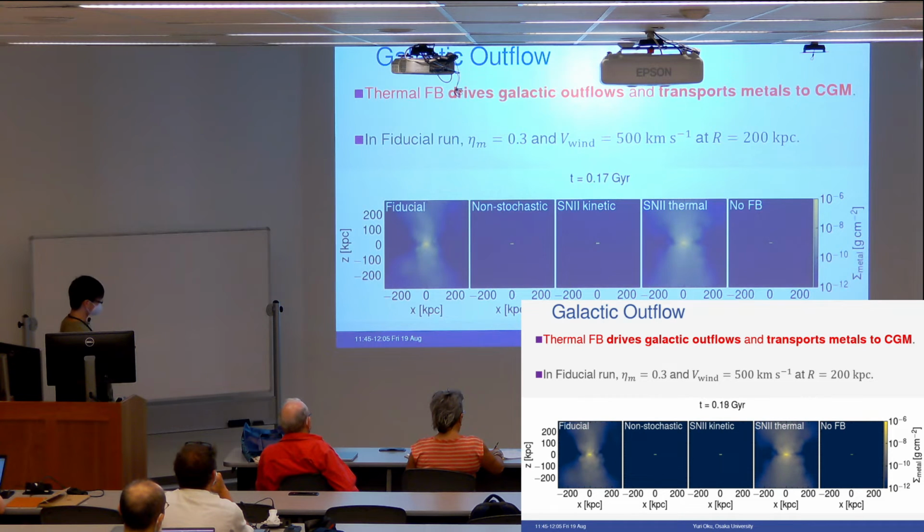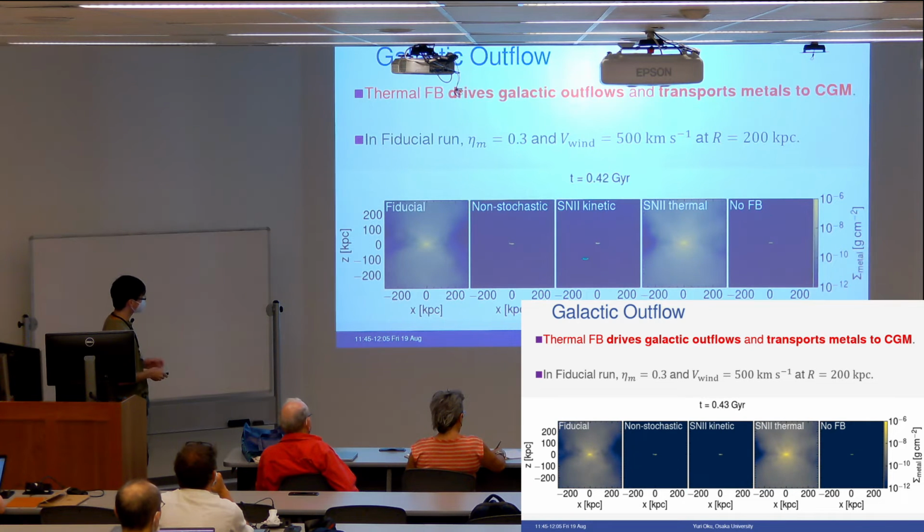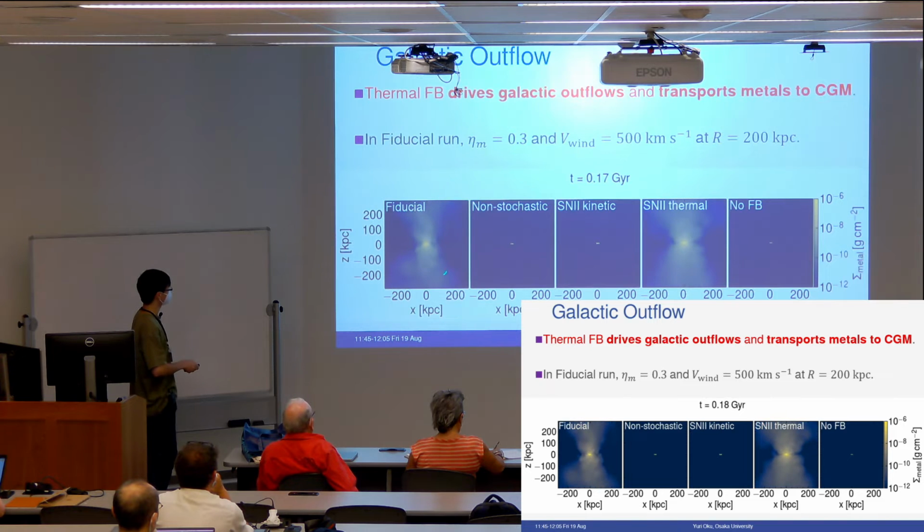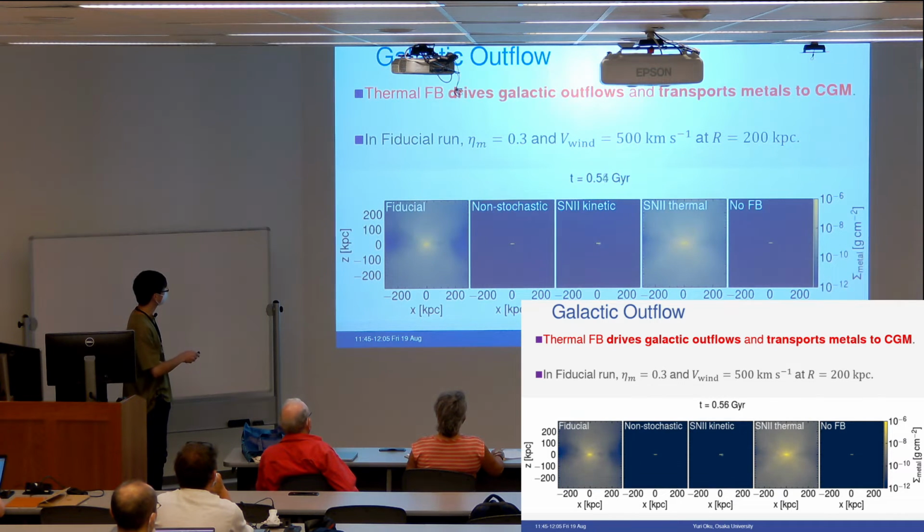This movie shows the metal column density from edge-on view, and this is the virial radius scale. You can clearly see that in these 2 cases with stochastic thermal feedback, we can see metal outflow reaching the virial radius scale. And in this fiducial case, the mass loading factor was 0.3 and the wind velocity was 500 km per second at this virial radius.